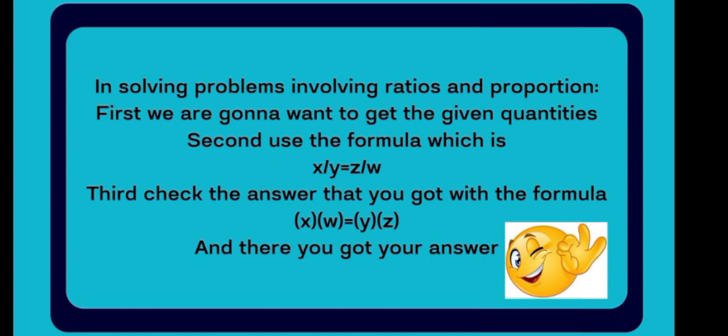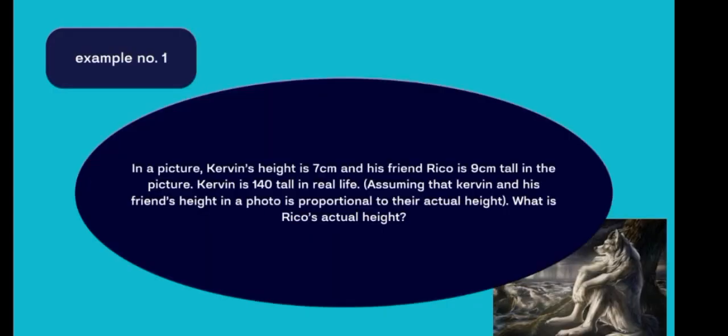In solving problems involving ratios and proportion, first we are going to want to get the given quantities. Second, use the formula, which is x is to y equals z is to w. Third, check the answer that you got with a formula or cross multiplying each ratio and proportion, and there you got the answer. And this is our example 1, and the answer and explanation is here.